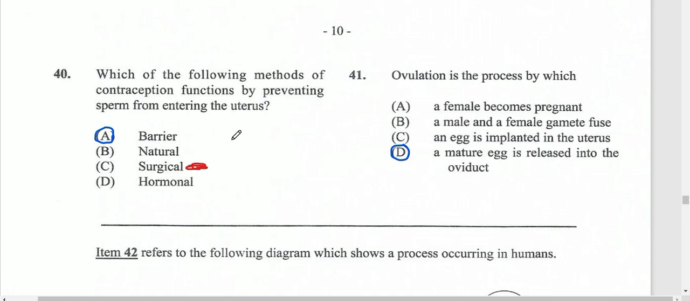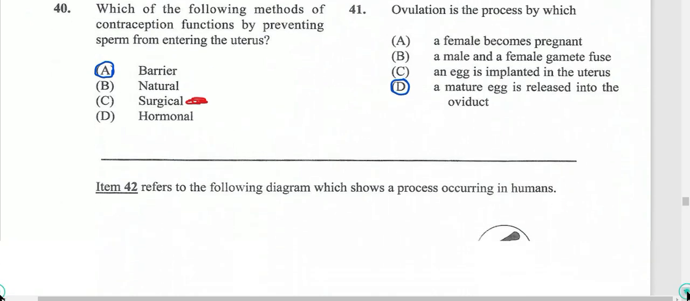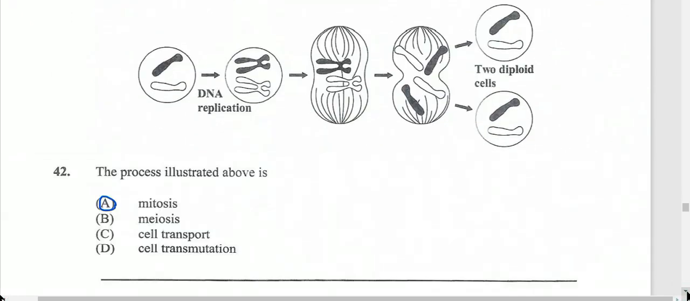All right, 41. Ovulation is a process by which a mature egg is released into the oviduct, and that is always going to be the definition for ovulation. So our answer for 41 is going to be D. We move on down to 42, which refers to the following diagram, which shows a process occurring in humans. If you're seeing the diploid number of chromosomes, it's always going to be mitosis. Remember, I explained that earlier. It's a full number of chromosomes that is passed on from parent to offspring. So the process illustrated above is mitosis, and your answer for 42 is going to be A.